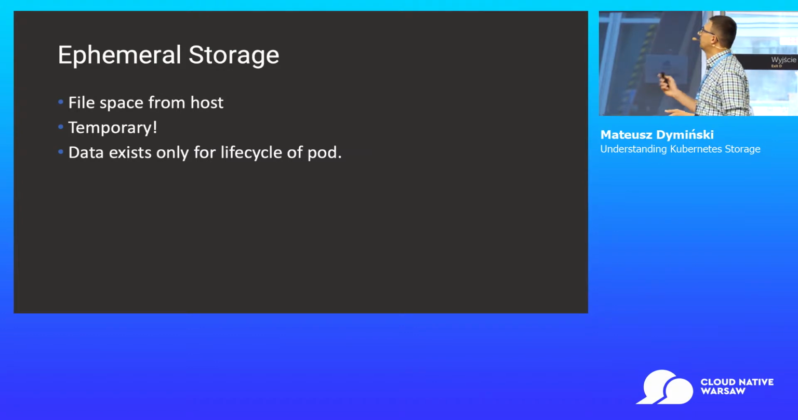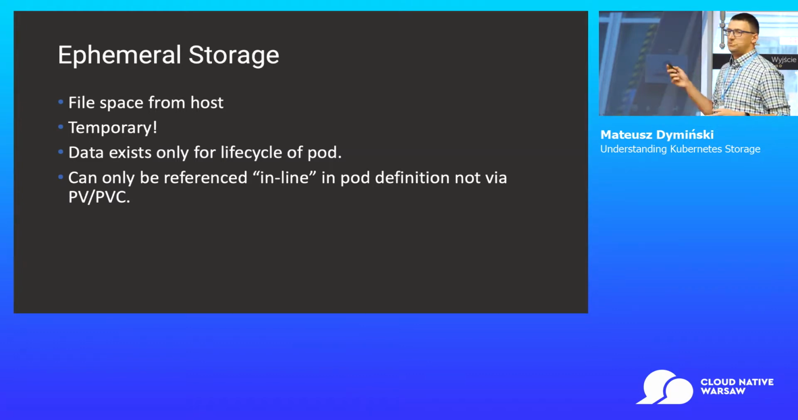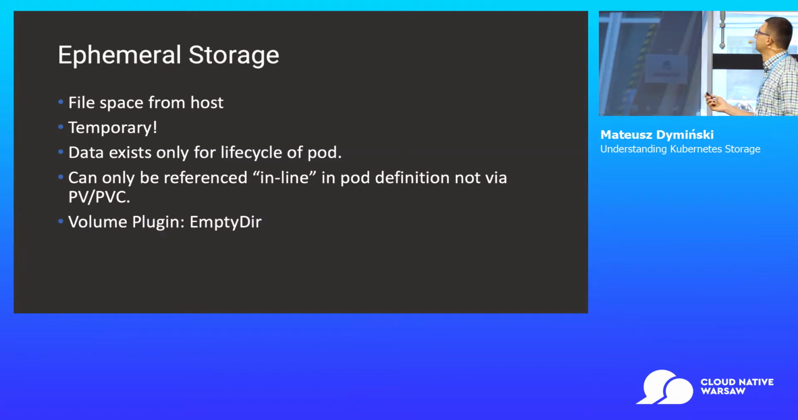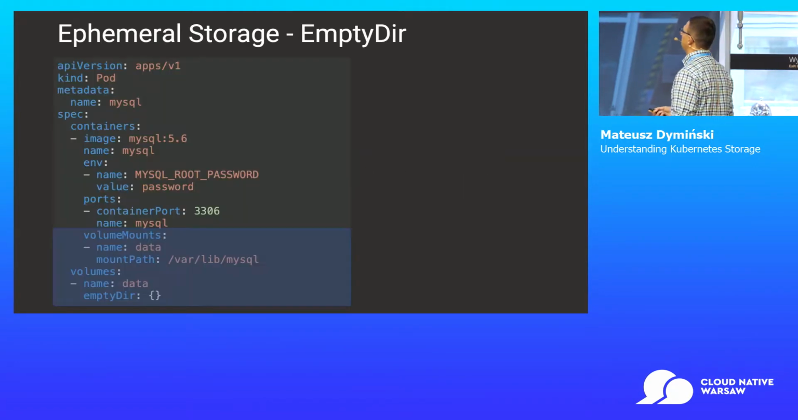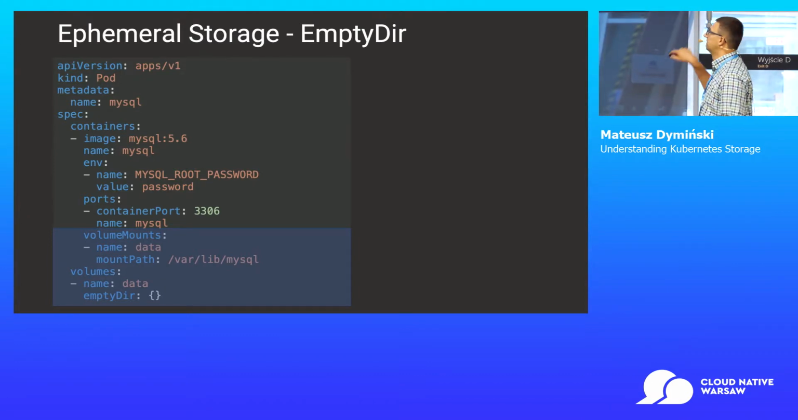Okay, so the data exists only for the life cycle of the pod, and it can only be referenced inline. I'll show you an example in a second, but it means that in a pod, when we are trying to attach the volume, we need to specify by hand that it's going to be an ephemeral one. Yeah. And we cannot use PVC, which is a PersistentVolume and PersistentVolumeClaim. I will explain those later on. And the plugin is called emptyDir. The blue one, so usually when something is important, then it's in the blue box.